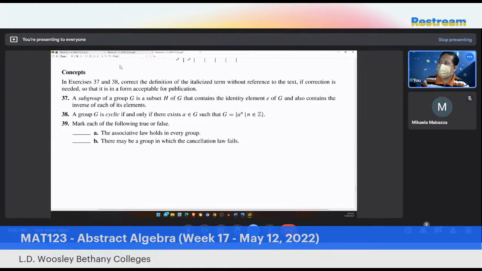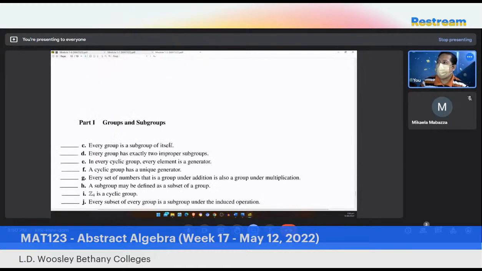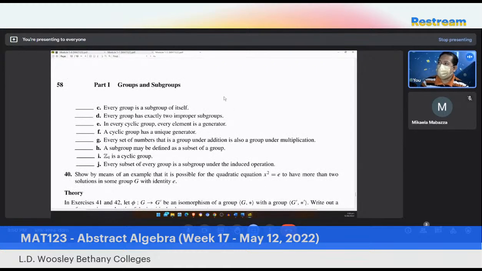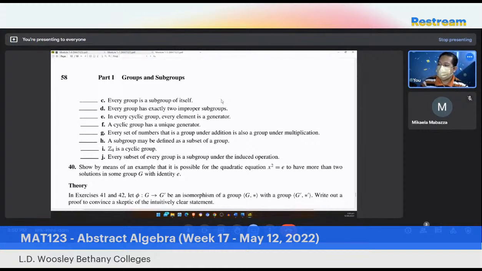Letter B. There may be a group in which cancellation law fails. Cancellation law. So ibig sabihin, this pertains to left side, right side identity or left side, right side inverse. So magfafail ba? Pag group ba, magfafail ba yung cancellation law? Hindi po. Okay, so this is a false statement. Letter C. Every group is a subgroup of itself. True or false? True. Okay, it's true.